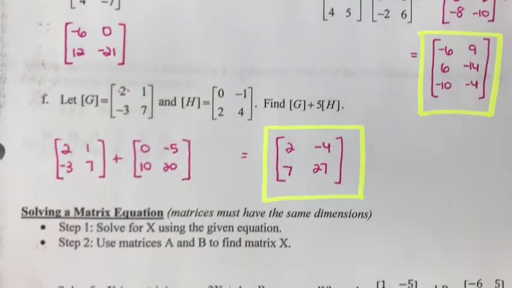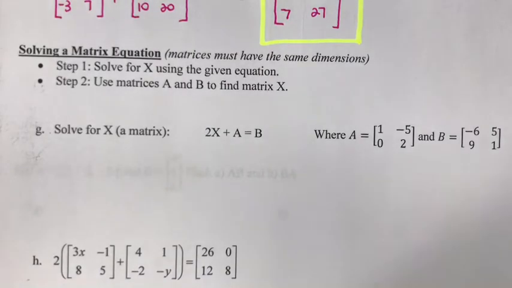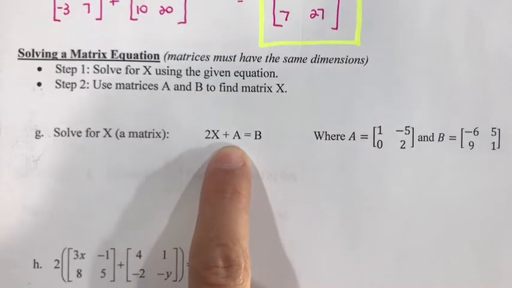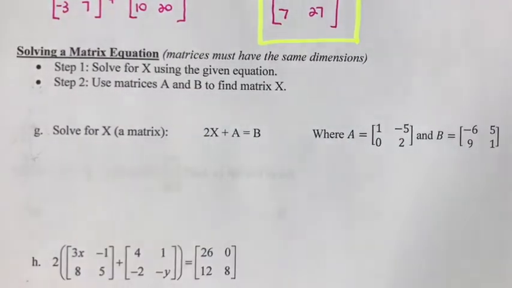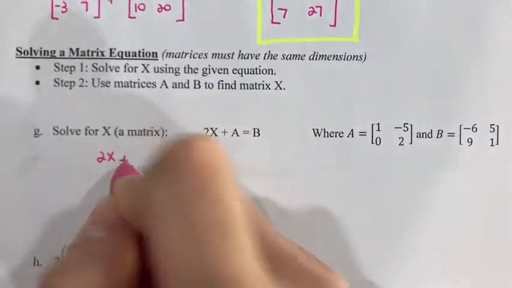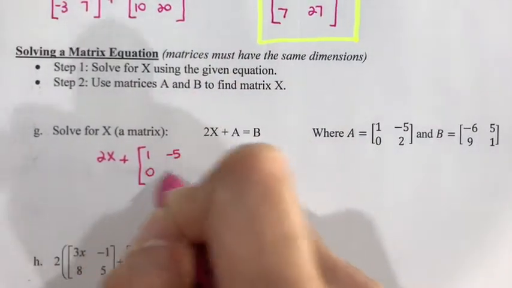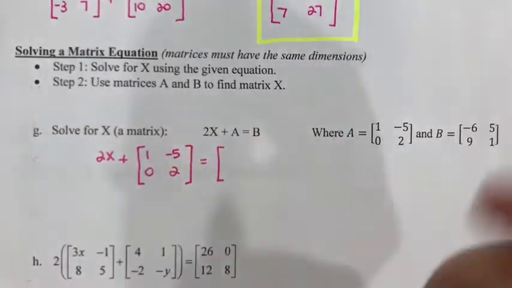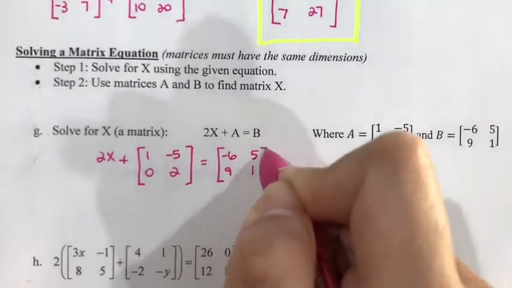Now, the next part of this is, well, let's use our operations to solve an equation. So let's say we have an equation, 2 times matrix X, which is our variable matrix, plus matrix A is equal to B. And you'll notice the matrices are written over here. So I'm going to plug everything in. So I've got 2X plus, oh, I should draw that a little lower. Got 1, -5, 0, 2. And that's equal to matrix B. So we've got -6, 5, 9, and 1.